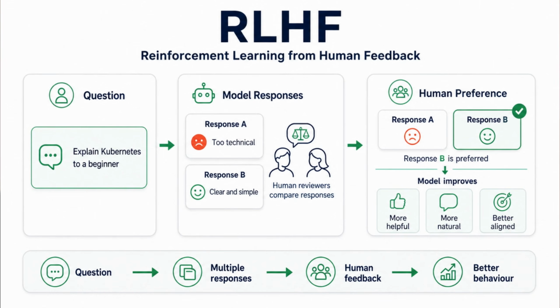Let's make this simple. The model gives multiple responses to the same question. The human reviewers compare those responses and say which one is better. For example, a user asks to explain Kubernetes to a beginner. There is response A, which is too technical, and response B, which is clear and simple. Now the human reviewers may prefer response B. So over many examples, the model learns what kind of responses humans prefer. So RLHF helps the model become more helpful and more natural.